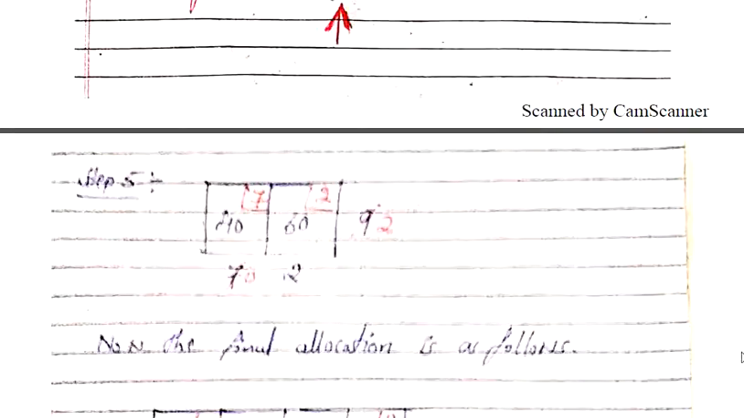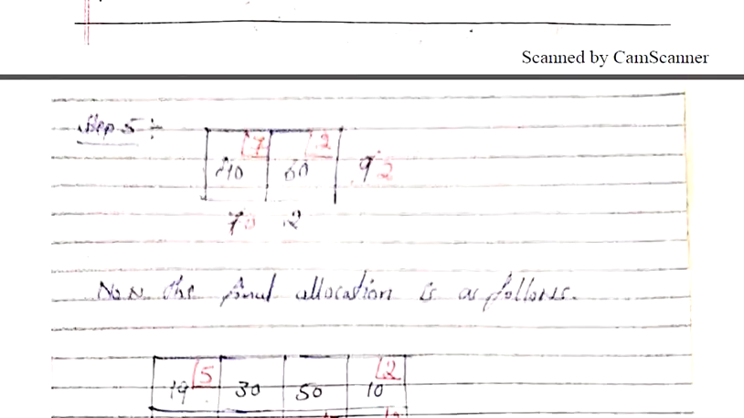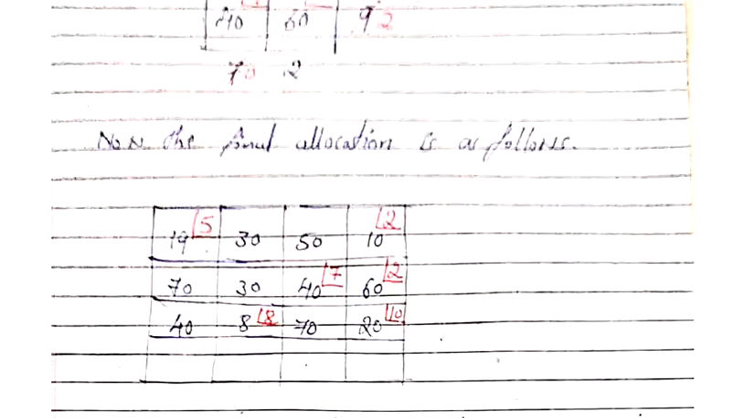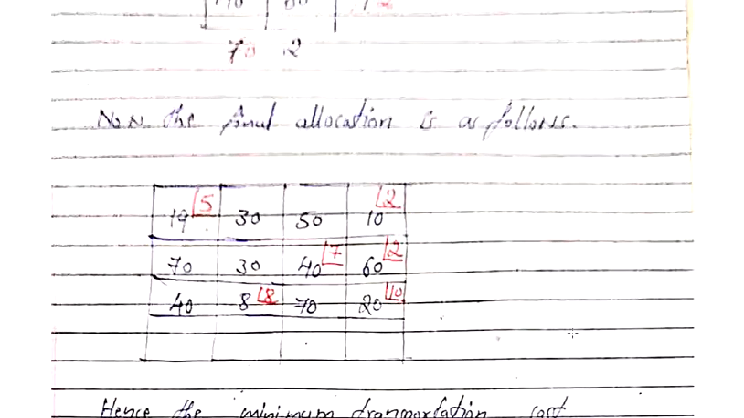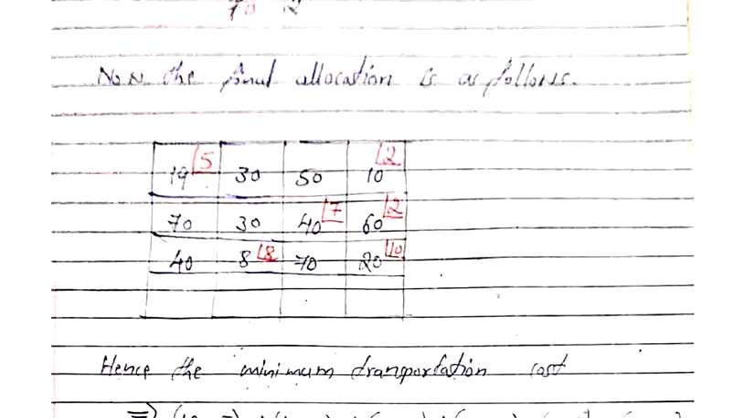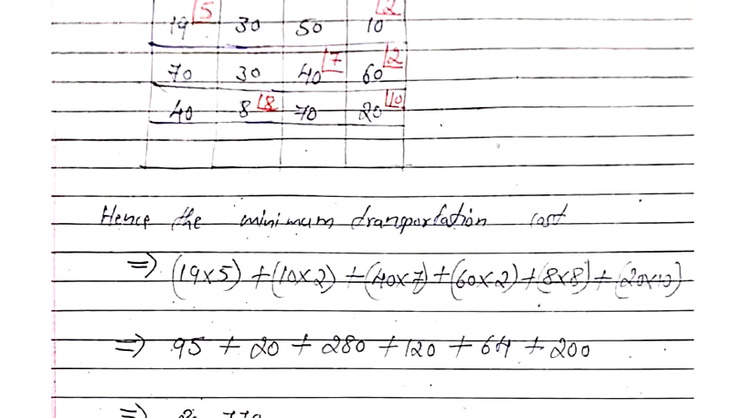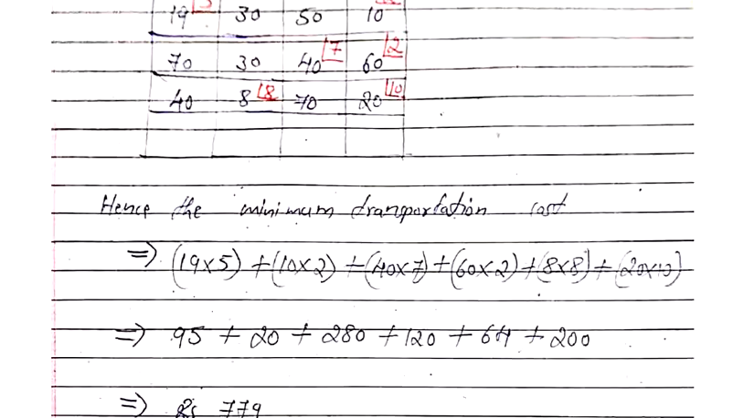Now look into the allocation. What is the allocation? See, 19, 5, 10, 2, 47, 62, 8, 8, 20, 10. This is the final allocation I have got. Hence the minimum transportation cost will be equal to 19 into 5 plus 10 into 2 plus 40 into 7 plus 60 into 2 plus 8 into 8 plus 20 into 10. That is 95 plus 20 plus 280 plus 120 plus 64 plus 200, which is equal to 779.